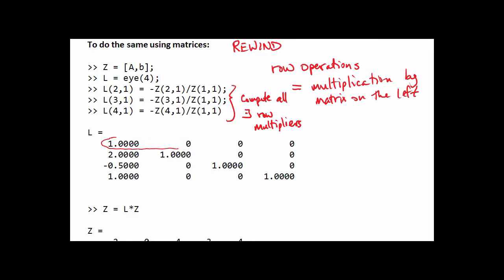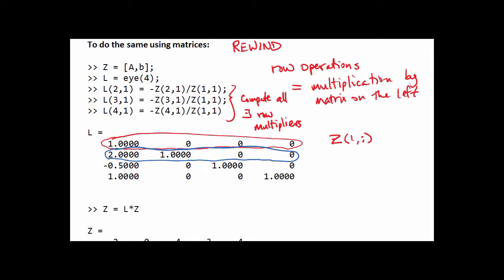So this says just give me Z1, the first row back: 1 times that plus 0 times everything else. The second row of L times Z tells us to do 2 Z1 plus 1 times Z2 and put that into the second row of the result. That's exactly what we did above, with the alpha multiplier being 2.